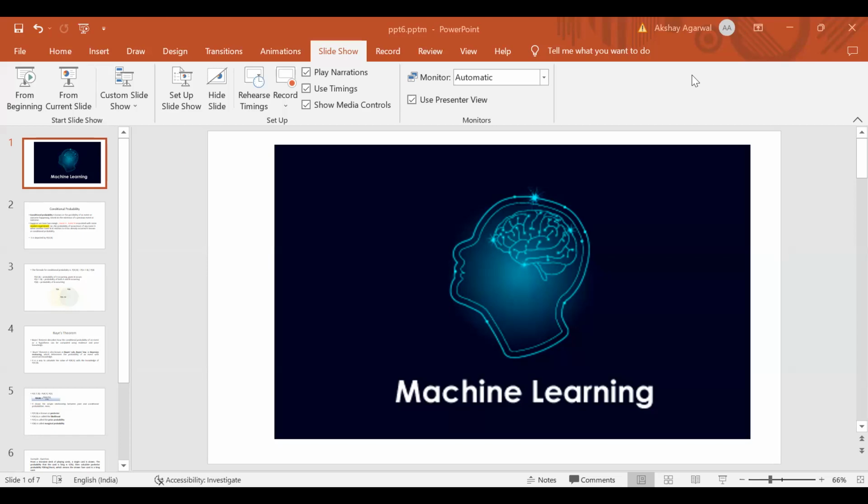Today we are going to discuss the Bayes theorem. But before moving towards the Bayes theorem, we first need to understand what conditional probability is. So let's understand what conditional probability is. Then we're going to discuss Bayes theorem with the help of an example also.